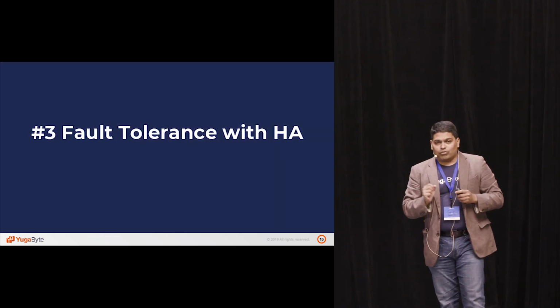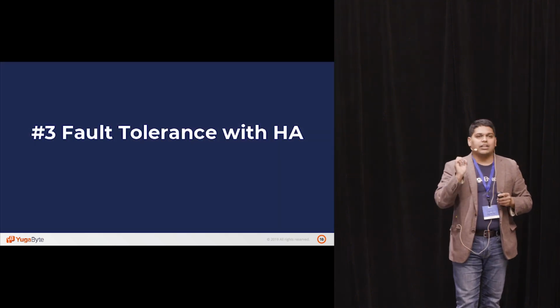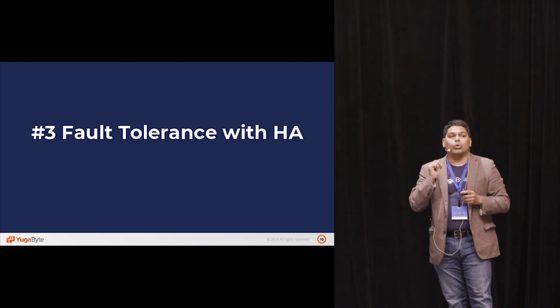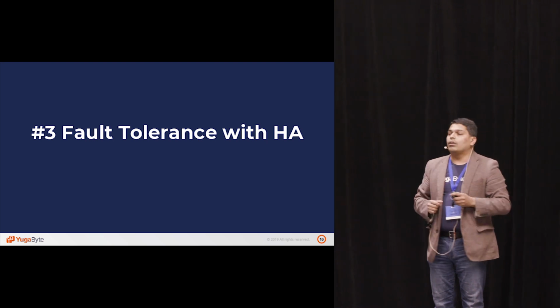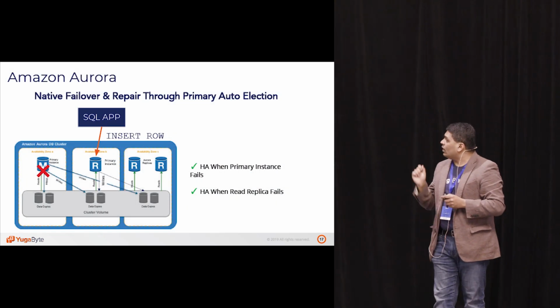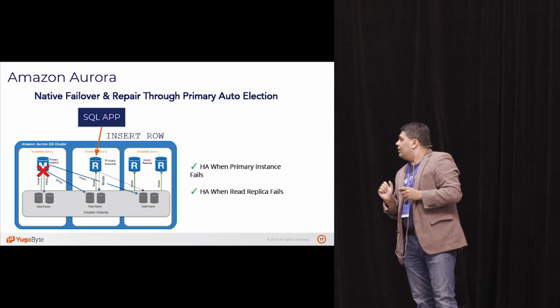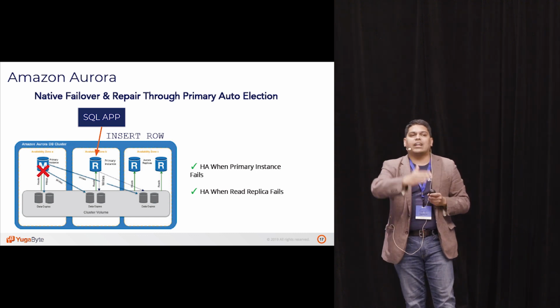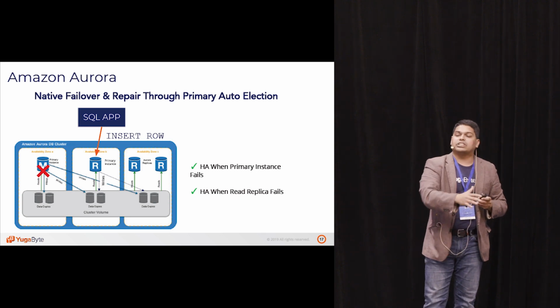Third point, fault tolerance. As I said, infrastructure is bound to fail. Applications and databases have to own the problem, have to be architected for handling that. In Amazon Aurora, the failover is automatic, and this is where it shines above your standard relational database like Postgres and MySQL.